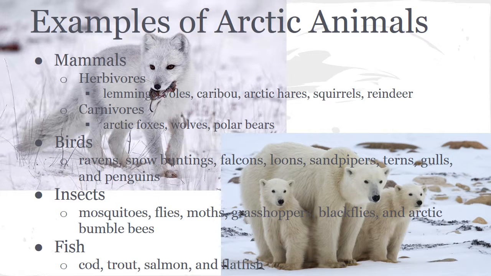The herbivores that are present in the Arctic are lemmings, voles, caribou, Arctic hares, squirrels, and reindeer. The carnivores are Arctic foxes, which are pictured in the upper left, wolves, and polar bears, which are pictured in the lower right. The birds that are common in the Arctic are ravens, snow buntings, falcons, loons, sandpipers, terns, gulls, and penguins. Insects that are commonly seen are mosquitoes, flies, moths, grasshoppers, black flies, and Arctic bumblebees. The fish that are there are cod, trout, salmon, and flatfish.